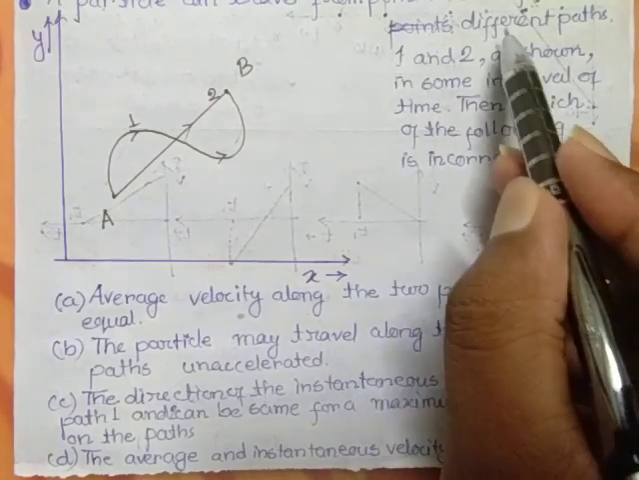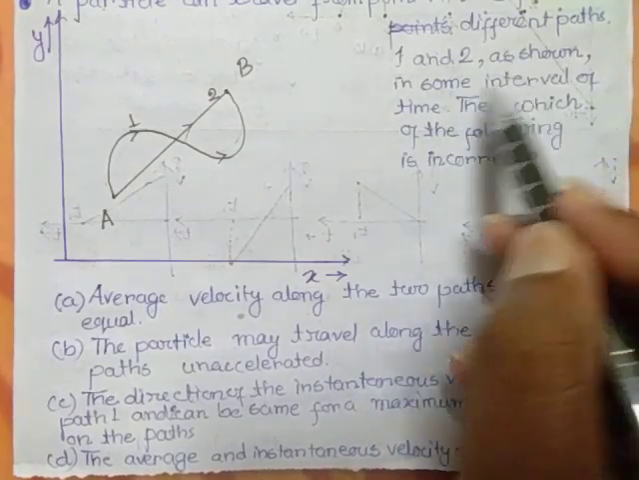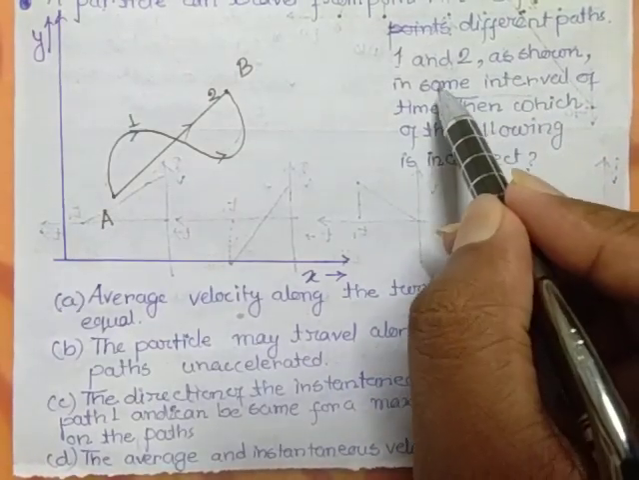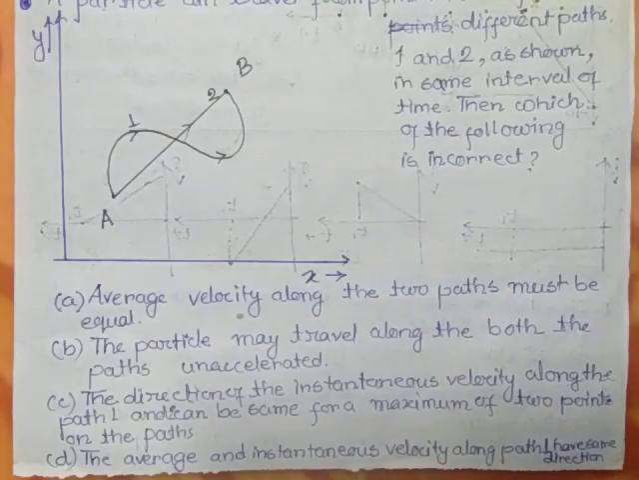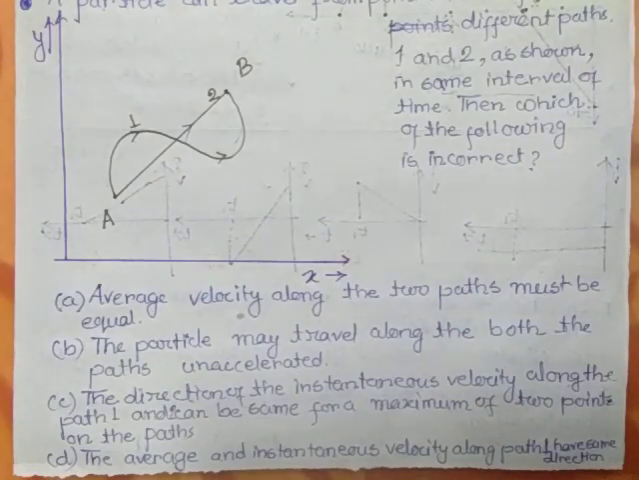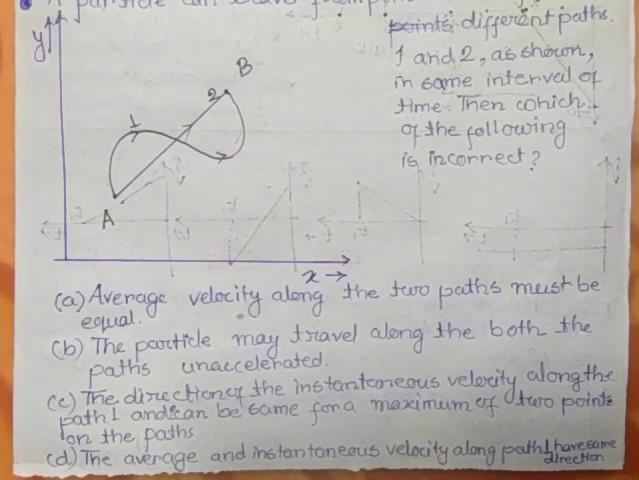Just see here, A and B reach in the same interval of time. It should be the same interval of time. If the interval of time is the same, and I am concerned about the velocity, which is the displacement by time, the displacement from A to B will remain constant whatever the path chosen by A and B, whatever the path chosen by particle 1 and 2 here.